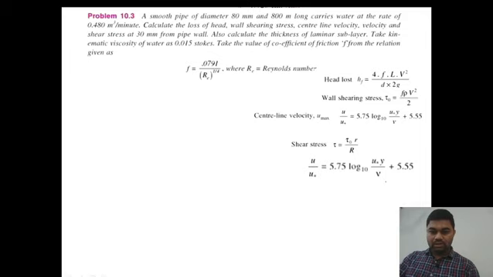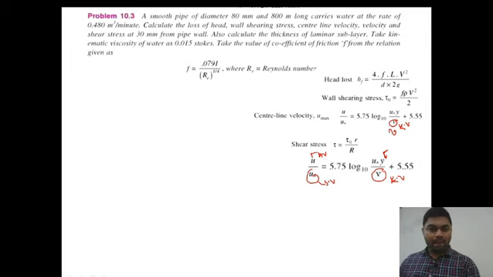Here, nu is kinematic viscosity, U star is our shear velocity, U is our average or mean velocity, and y is the distance from the pipe wall. Here also, nu is kinematic viscosity. Mu is dynamic viscosity, nu is kinematic viscosity.